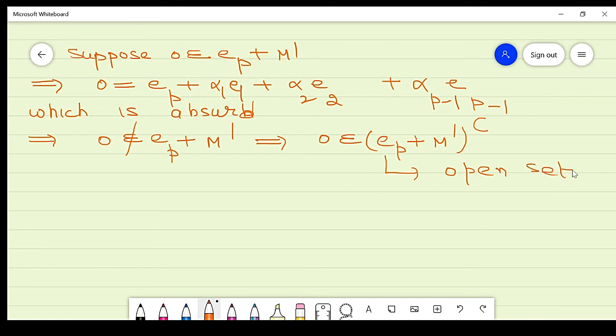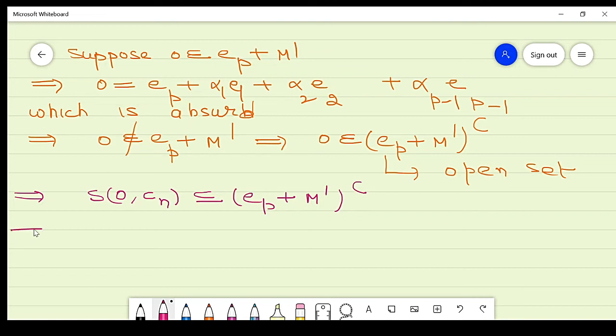Also it is an open set. Now using the definition of open set, if we take any point from that set, then the neighborhood around that point, an open ball or sphere, is contained in that set. It implies this is an open ball of 0, because 0 is a member of this, and the radius is suppose Cn, which is contained in EP plus M dash complement.